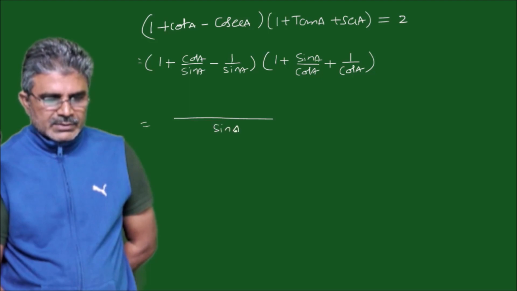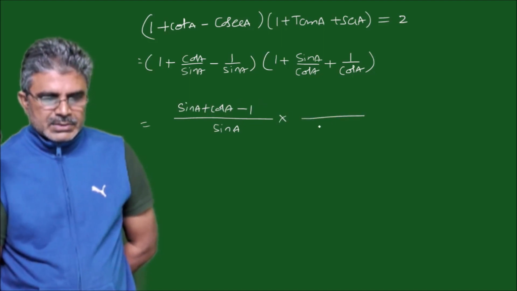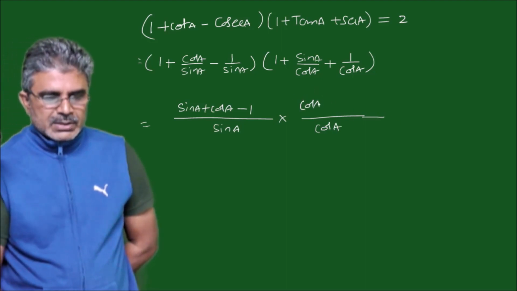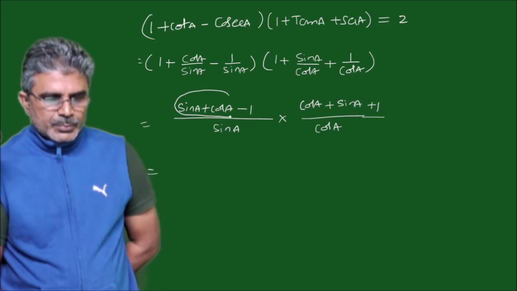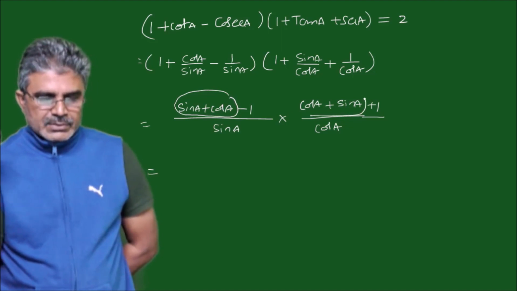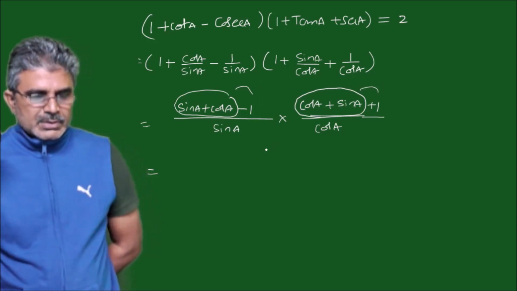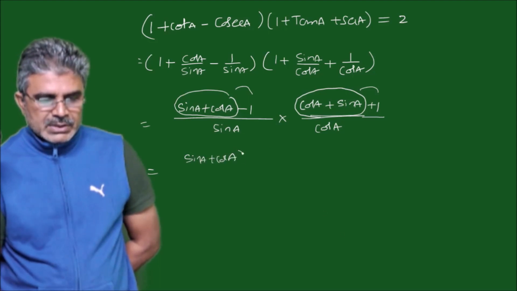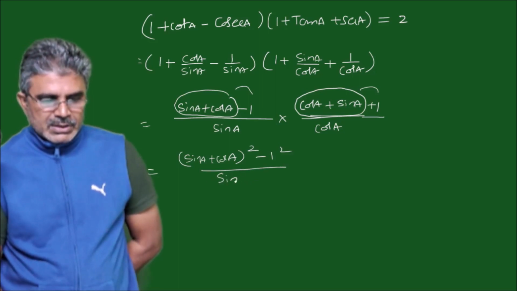Now take the LCMs in the two expressions. So you have sin A for the first one, and on top you have sin A plus cos A minus 1, and here also you have cos A as LCM, and you have cos A plus sin A plus 1. If you group sin A plus cos A as one term, then you have A minus B into A plus B in the numerator. So I can write sin A plus cos A whole square minus 1 square divided by sin A and cos A in the denominator.